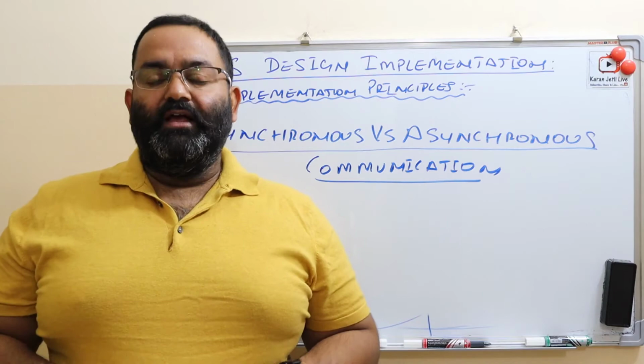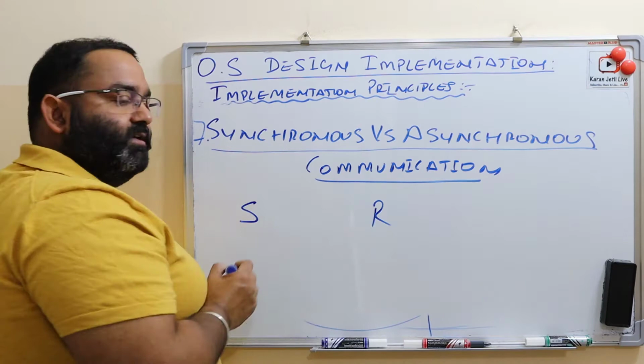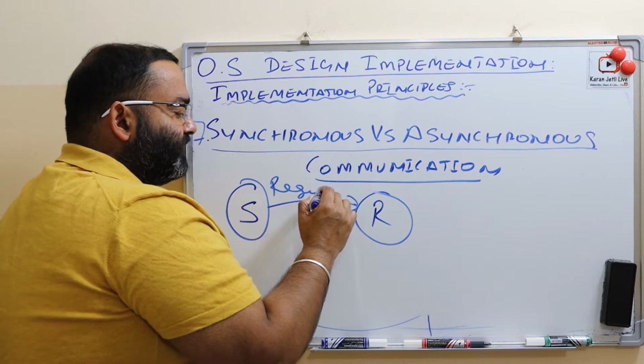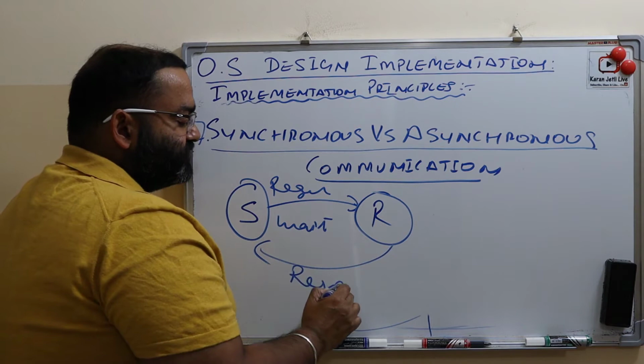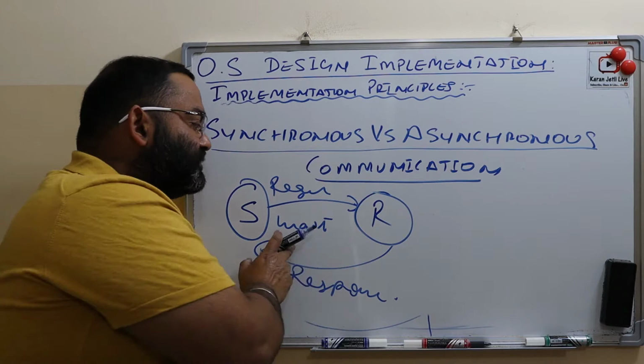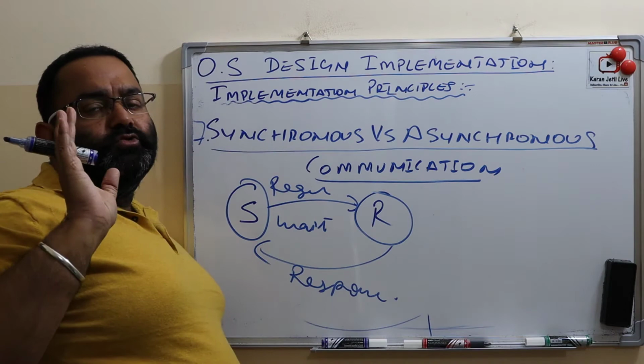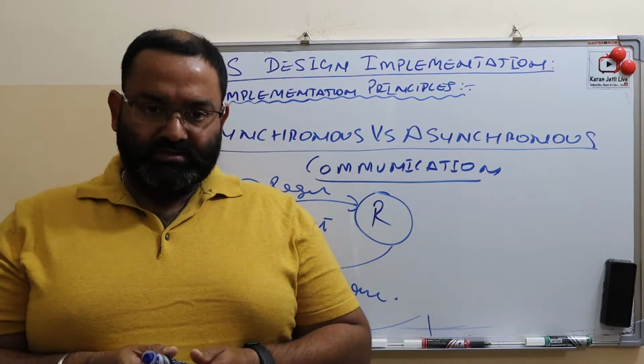We have a sender, we have a receiver. The sender sends a request to the receiver and it waits for the response. Until it gets the response, it keeps on waiting, or it keeps on blocking. It will not do anything. So what is this communication called? This is called synchronous communication. It is simple to implement.